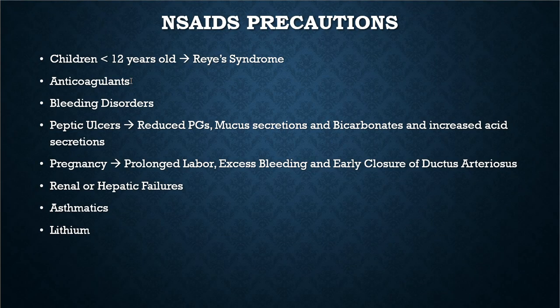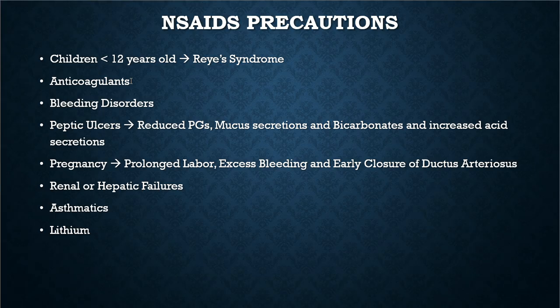Peptic ulcers: they will increase the ulcers. They will reduce prostaglandins, prevent the mucus secretion from being produced and the protection of the lining of the stomach, and increase the acid secretions. In pregnancy, it can cause prolonged labor, bleeding, and early closure of the ductus arteriosus. Renal or hepatic failures, asthmatics, lithium, all those, we should be careful when we prescribe these medications.